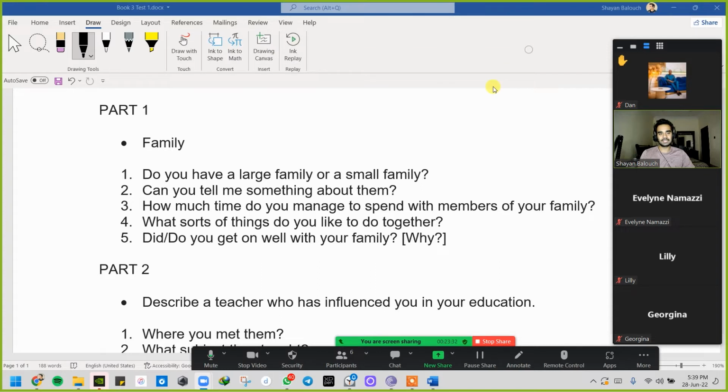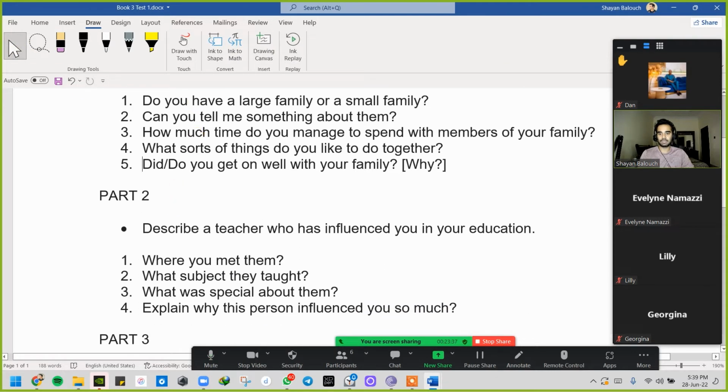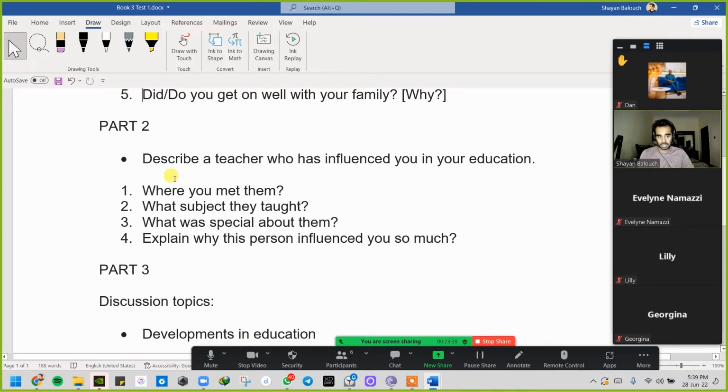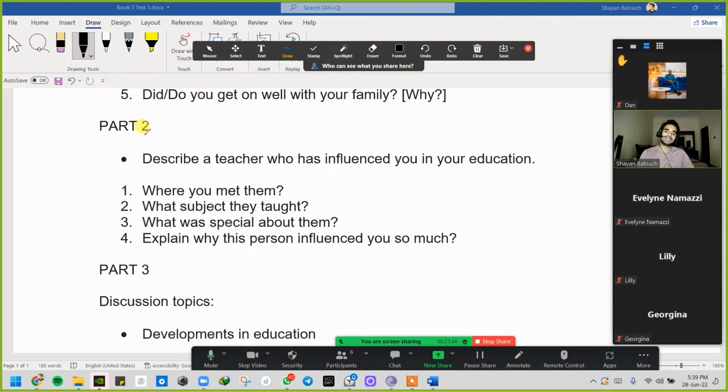Now, let's talk about part number two. In part number two, how is this different from the first part? What's going to happen is that the teacher usually gives you a question. It gives you a chit, a cue card, and it's your luck whatever question comes out of that, all right.